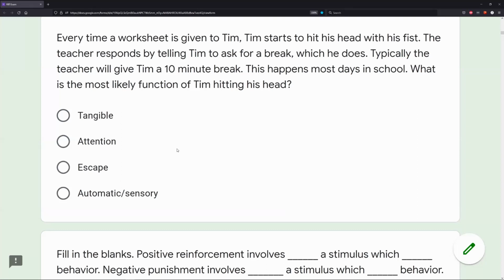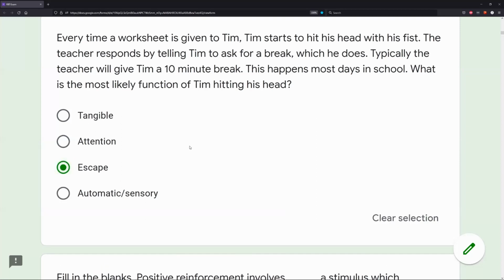So what is our most likely function? Probably escape, okay? Now, we would need to do assessments. We would need to do direct observation to really determine it. But when you're just hypothesizing a function, what you're going to do as an RBT, you're taking your given information, okay, and making your best guess. That's all we're doing here, right? And this is a pretty obvious one, okay? If Tim engages in this behavior when given work, and then he gets out of work, Tim is pretty clearly escaping.